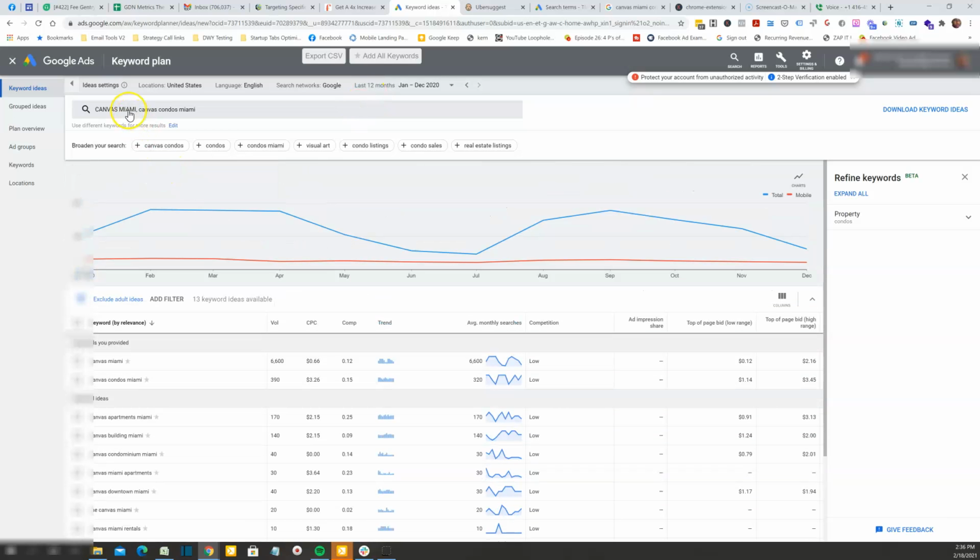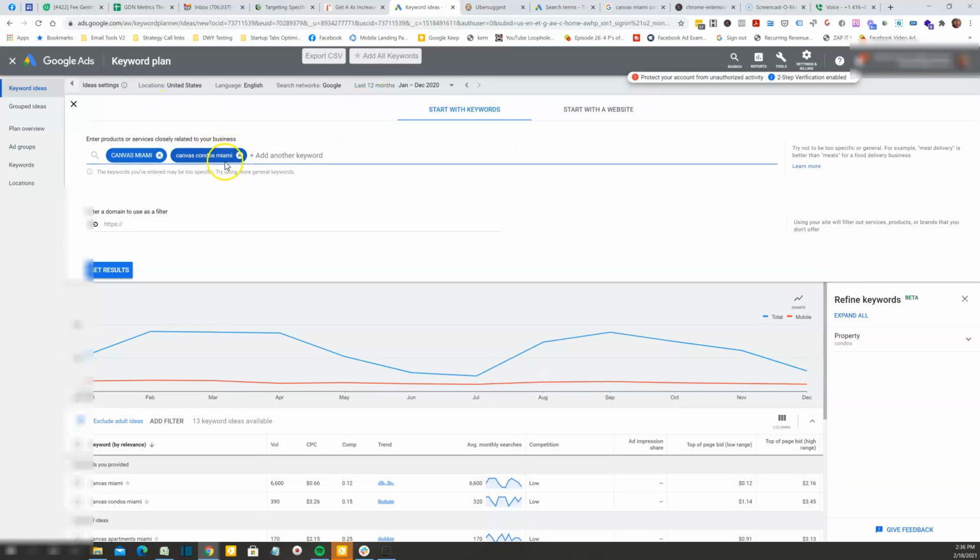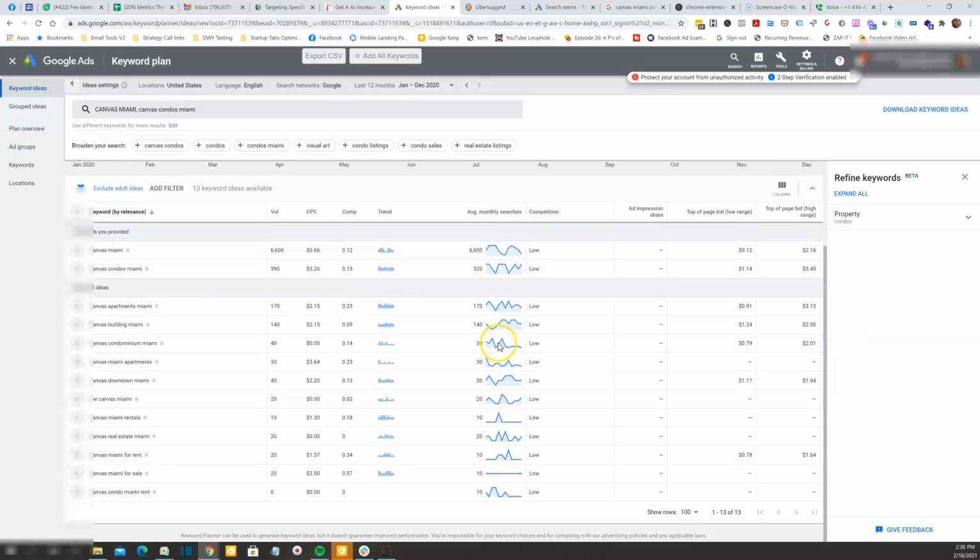Same thing, Canvas Miami condos we used. We got the results here. We see Canvas Miami overall volume, 6,600 a month. Canvas condos, which is really what we want to focus on. Now, this is in the art district, so Canvas Miami can mean many things. So when we break it down even further, Canvas condos, we're looking at the condos in the area.